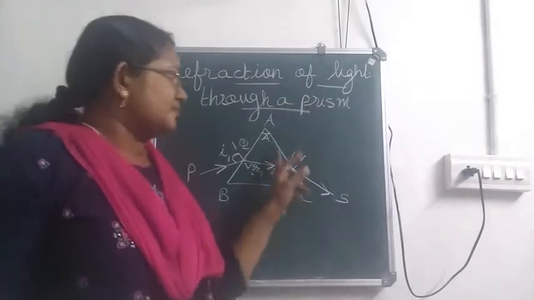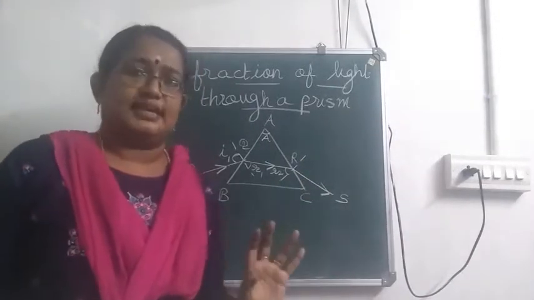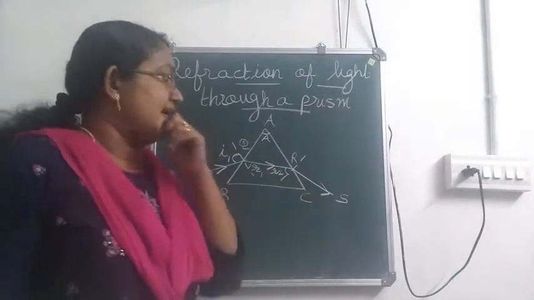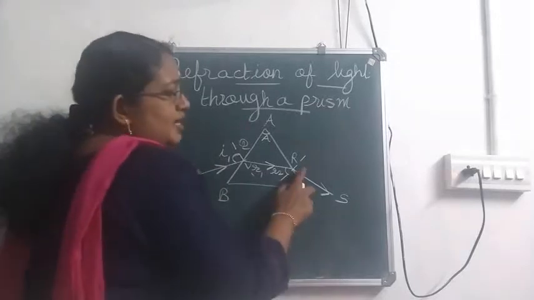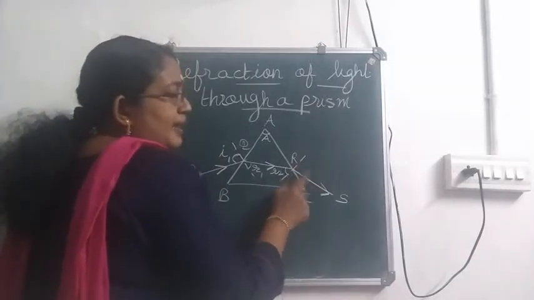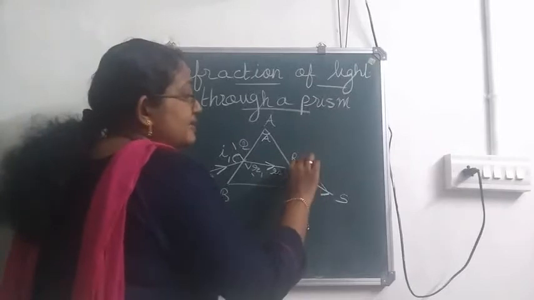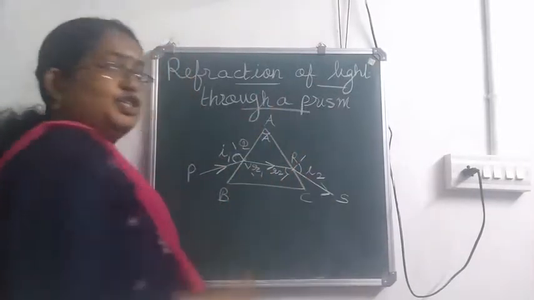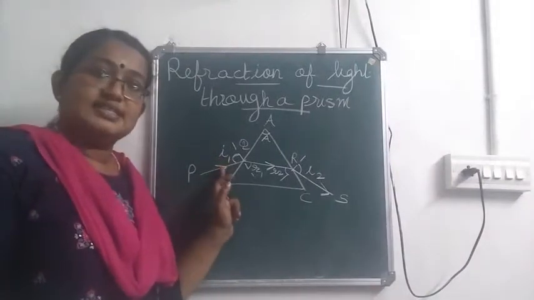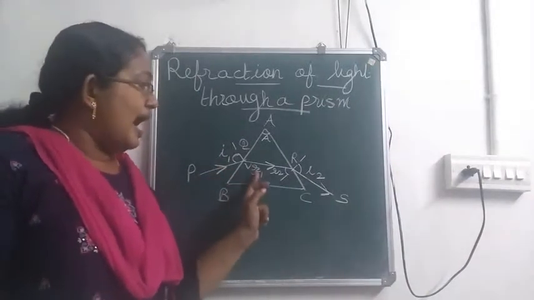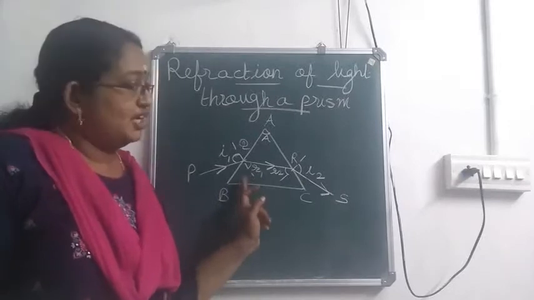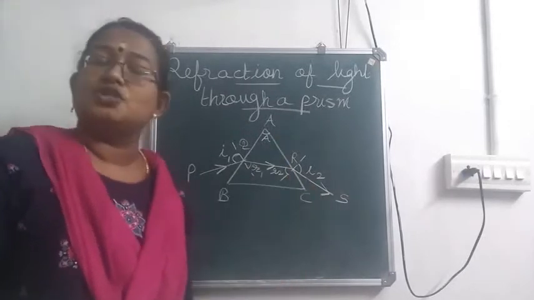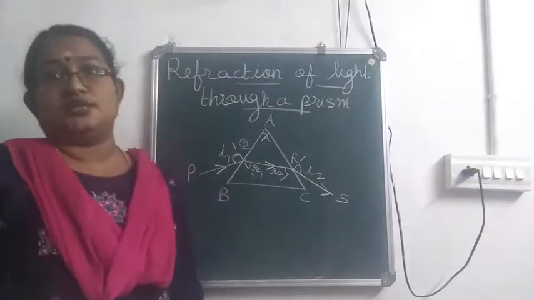R2 is the angle of incidence in the second phase. Okay, angle of incidence at the phase AC is considered as R2. Now, the angle between the emergent ray and the normal is the angle of emergence, and here I am going to name it as I2. So, I1 is the angle of incidence, R1 is the angle of refraction, R2 is the angle of incidence in the second phase, and I2 is the angle of emergence.